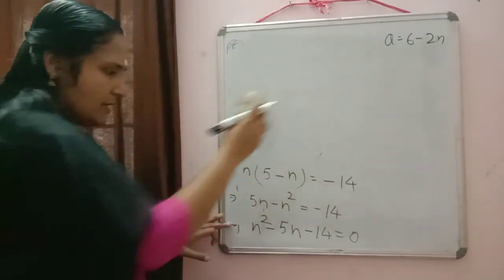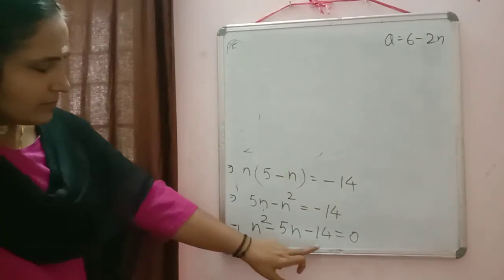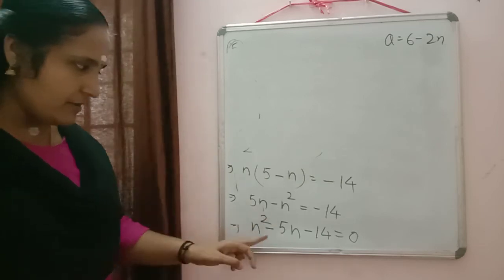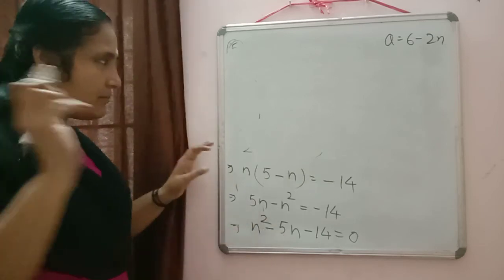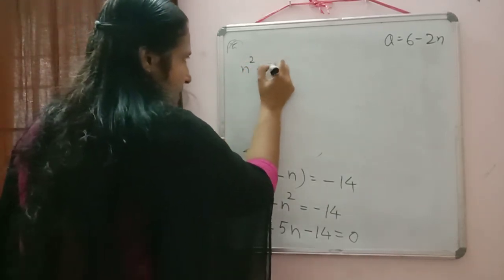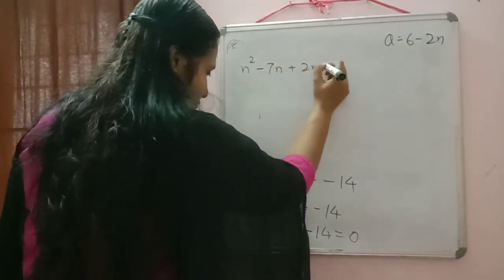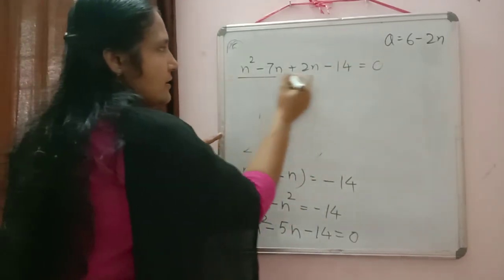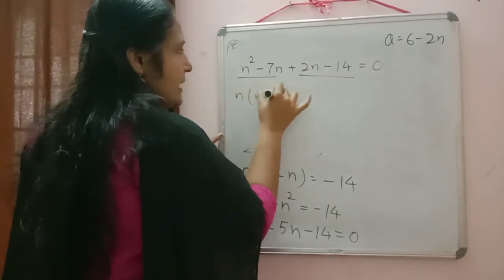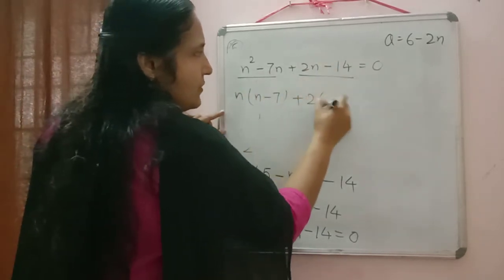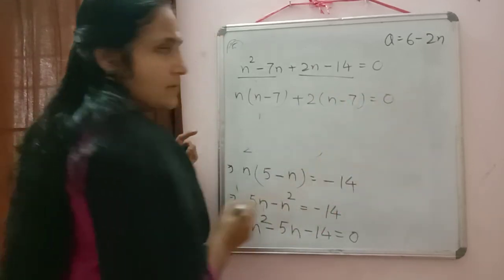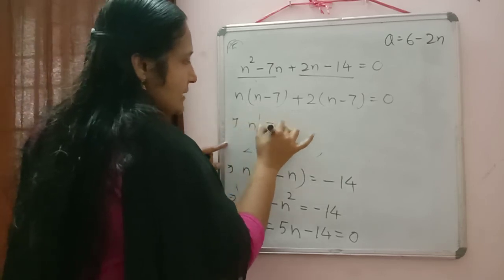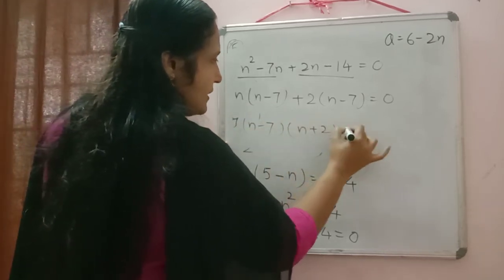I think these are small numbers, so by factorization we can do. Product should be equal to minus 14. 7 2s are 14, and 7 minus 2 is 5. And 5 is negative, so the greater number should be negative. n square minus 7n plus 2n minus 14 is equal to 0. Common factor in these two terms? Yes, n taken outside, n minus 7, plus here 2 into (n minus 7) is equal to 0. So from here we will get (n minus 7) into (n plus 2) is equal to 0.